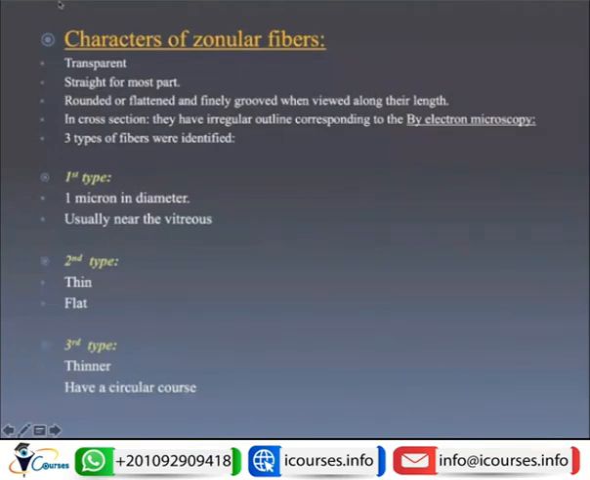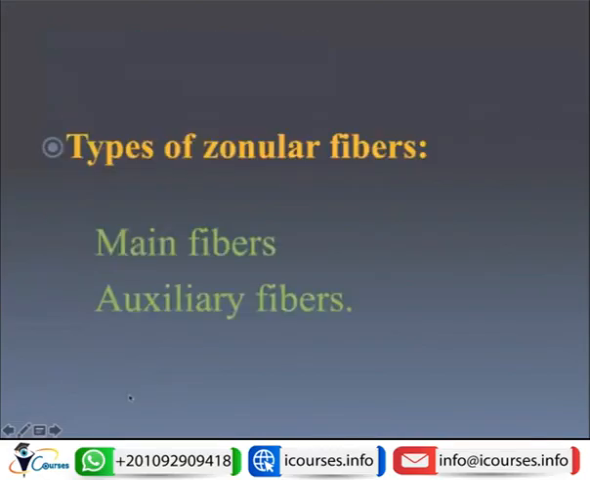According to electron microscopy, we have three types of zonular fibers: type 1, type 2, and type 3. Type 1 is 1 micron in diameter and usually near the vitreous, while type 2 is thinner and flat. Type 3 is the thinnest of all the types of zonular fibers and has a circular course.